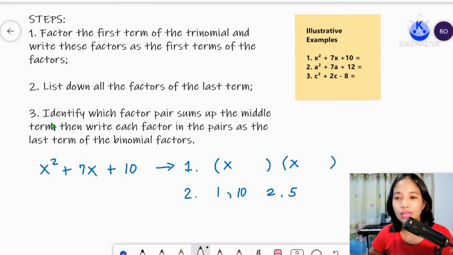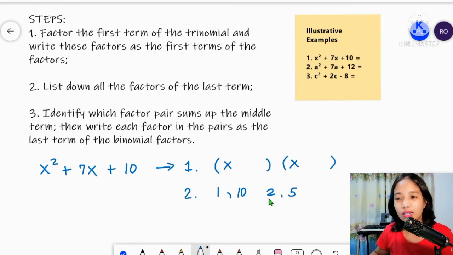Okay. And then the third step is identify which factor pairs sum up the middle term. So mula dito, sa mga factors, sa pair of factors natin, alin ba dito ang kapag inadd natin equal sa middle term? So the middle term is 7. If we add 1 plus 10, the answer is 11. So, hindi niya masasatisfy yung ating middle term.